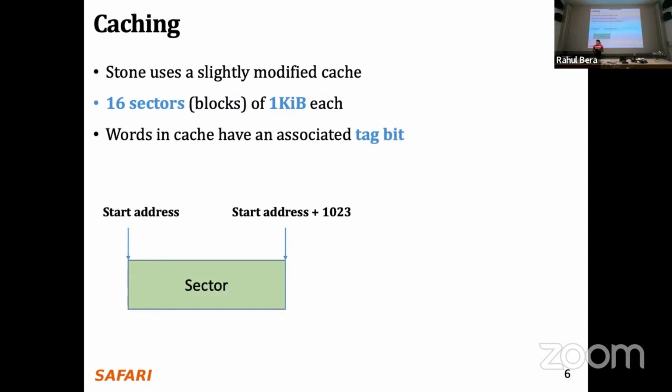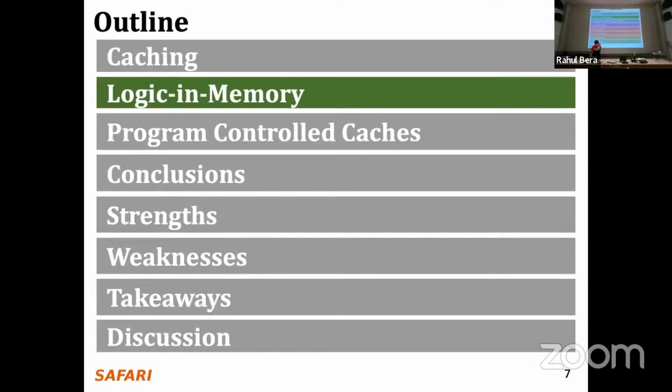And finally, words in cache. Words have been modified in cache to include an additional tag bit. So each word would have a tag bit associated with it. What this means, we'll explore a bit deeper into the presentation.